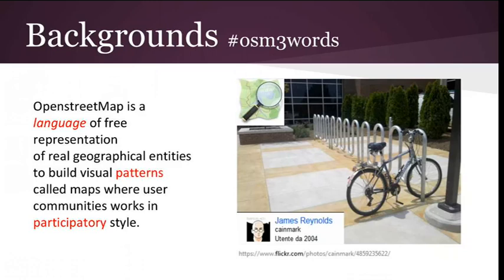For me, OpenStreetMap is a language. It's a language of free representation of real geographical entities that is used to build patterns that people call a map. And this work is made in a participatory style.